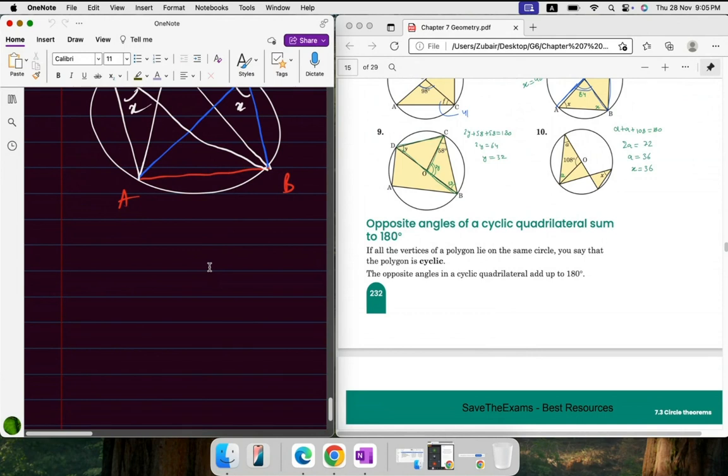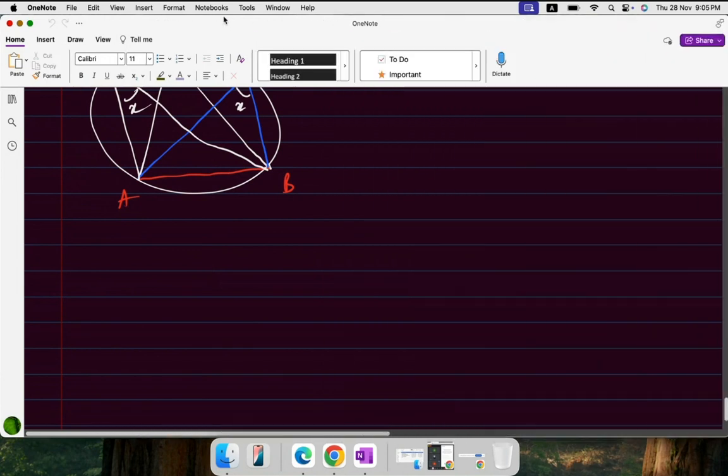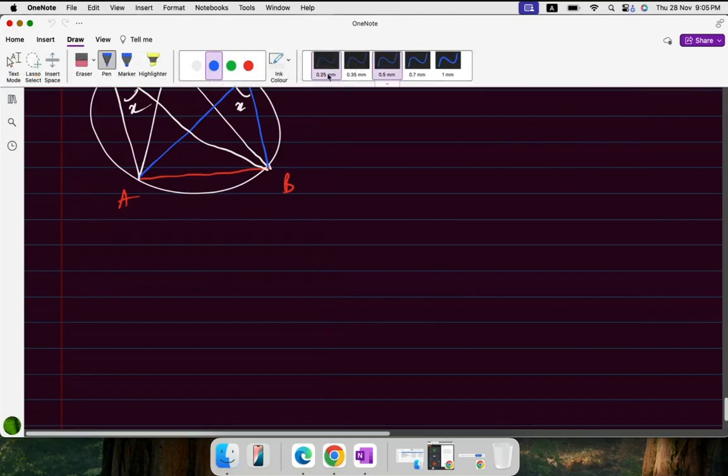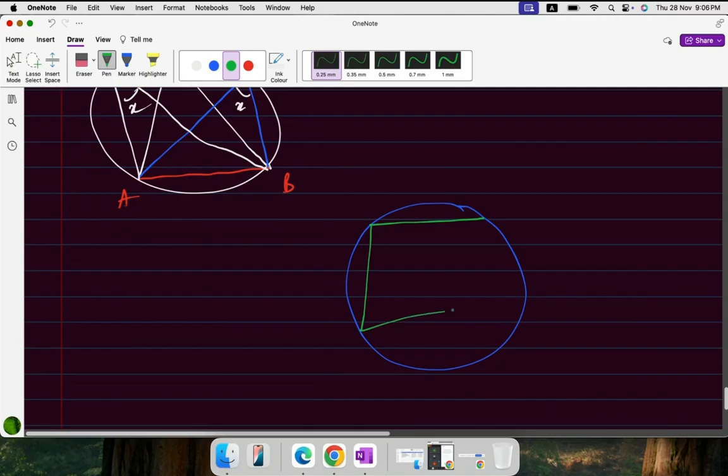of 180. That is, they are supplementary. For example, we have this circle and there is a quadrilateral. The only condition is that all the four corners should touch the circumference of the circle.